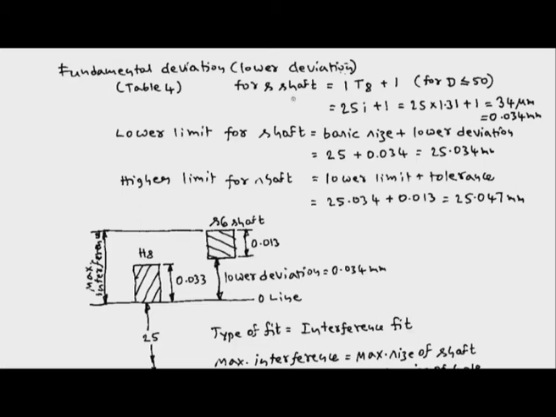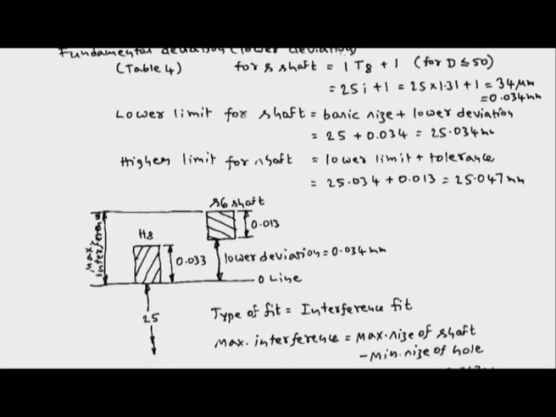Now, once after finding the tolerance value and the lower deviation for the shaft, we can find the lower limit for the shaft and upper limit for the shaft. Lower limit of the shaft is equal to basic size plus lower deviation, that is basic size is 25 millimeter plus lower deviation is 0.034. So, we get the lower limit of shaft is equal to 25.034 millimeter.